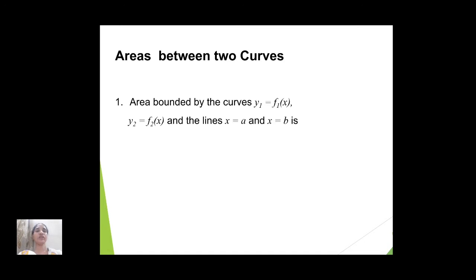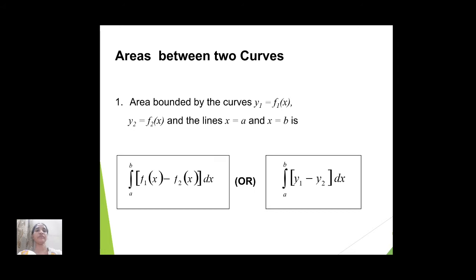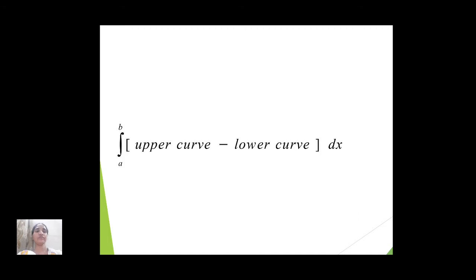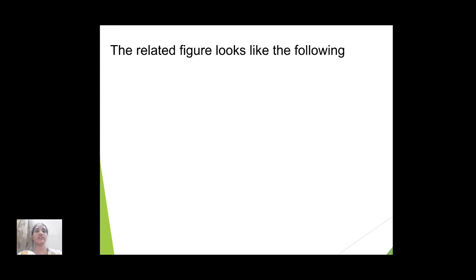Area between two curves. Suppose the area bounded by the curves y1 equal to f1 of x and y2 equal to f2 of x and the lines x equal to a and x equal to b is integral a to b f1 of x minus f2 of x dx, or integral a to b y1 minus y2 dx. That means integral a to b upper curve minus lower curve dx.